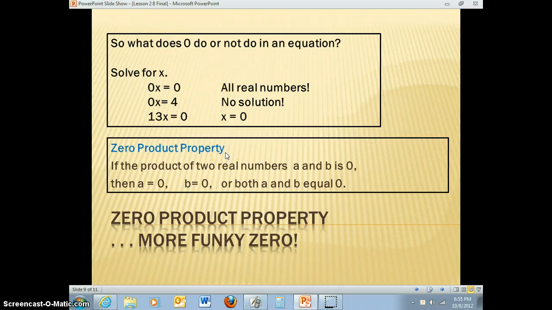This is about something called the zero product property, which means that if I have two numbers, a and b, and the result of them is 0, then a can be 0, or b can be 0, or they could both be 0.